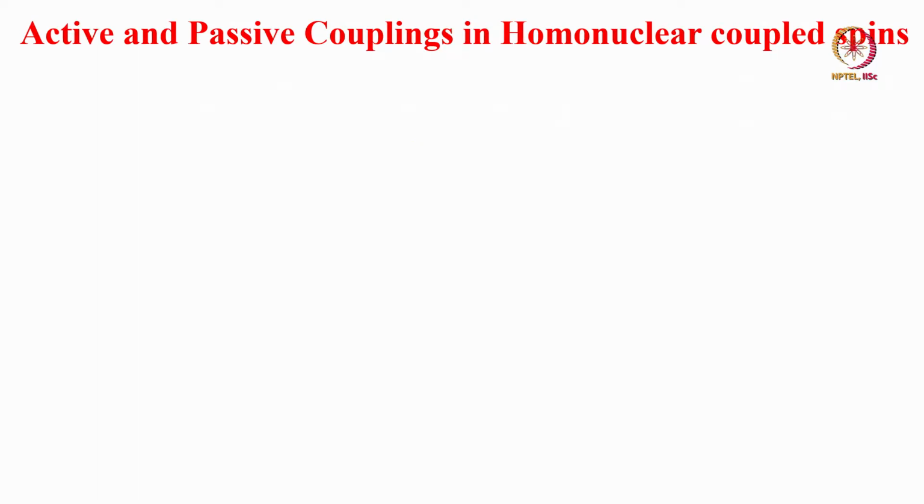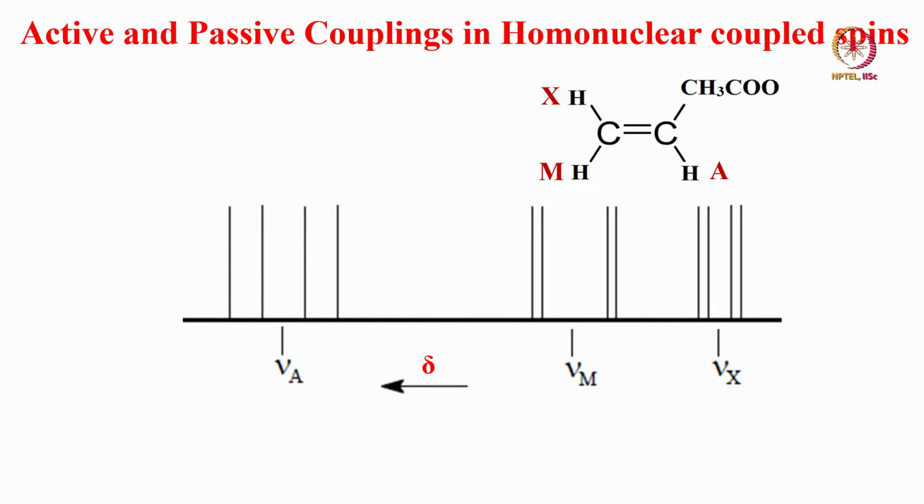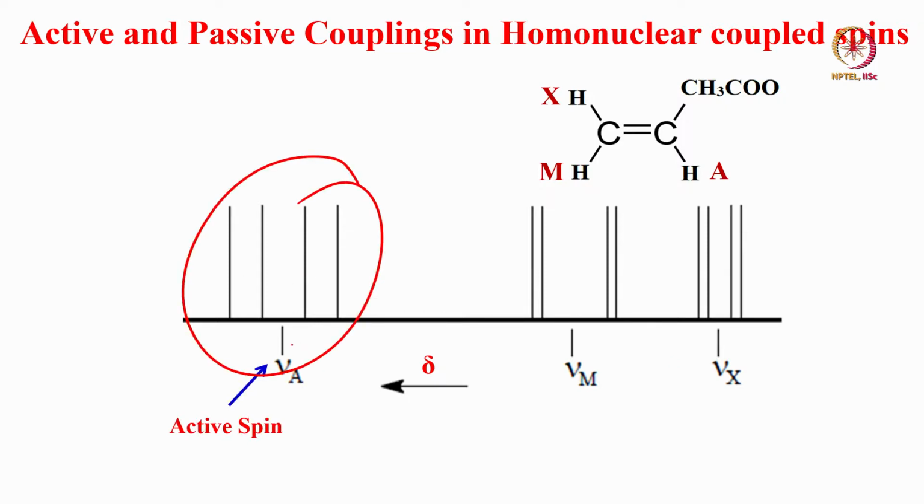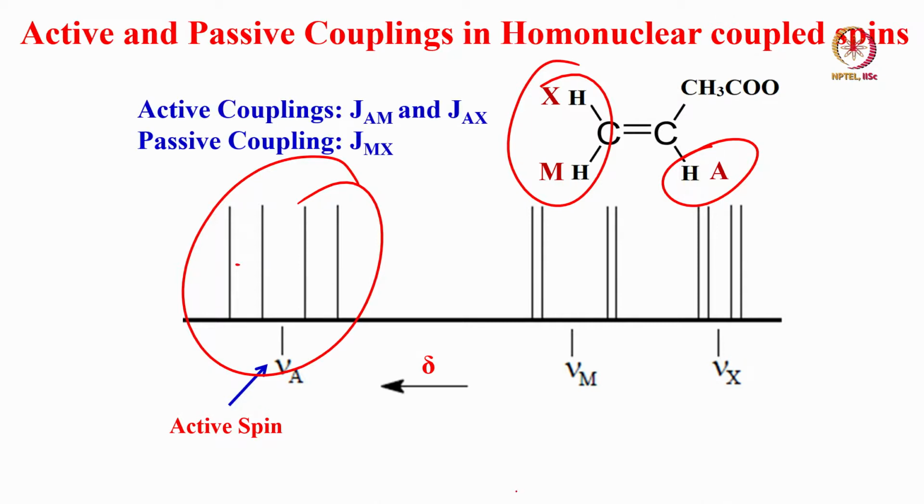So, active and passive couplings in the homonuclear case, I will take a simple example like this. I consider a 3 spin case, 3 protons are coupled, I call them A, M and X. Now, when I am looking at A, A is an active spin. When A is active, these two are passive, correct. So, A will couple to M and X. I am sorry, active coupling is AX and AM, and MX is the passive coupling.